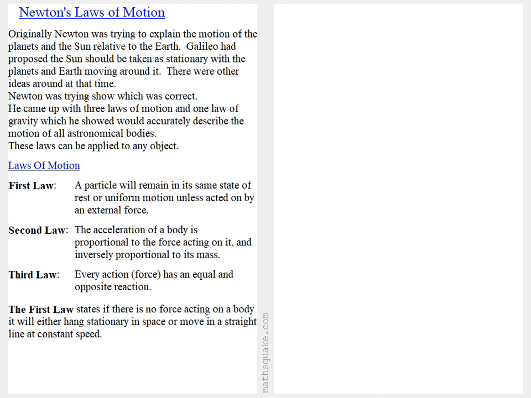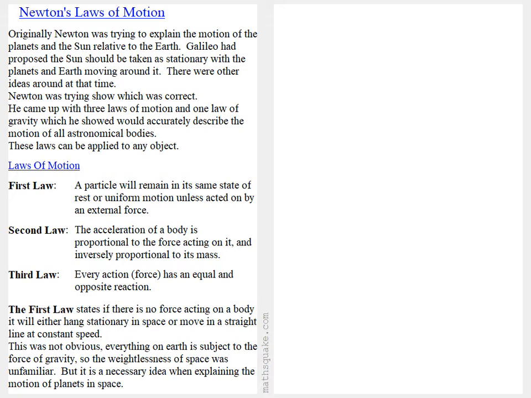Now, the first law states that if there is no force acting on a body, it will either hang stationary in space or move in a straight line at constant speed. This was not so obvious. Everything on Earth is subject to the force of gravity, so the weightlessness of space was unfamiliar. But it is a necessary idea when explaining the motions of planets in space.